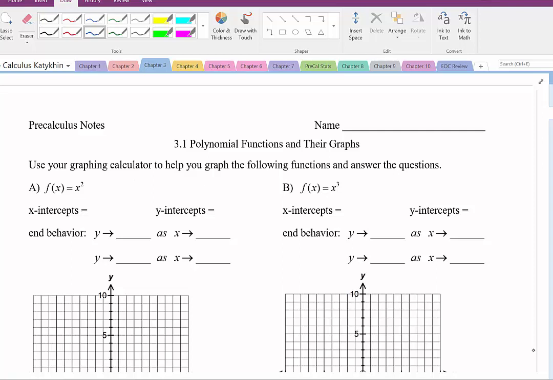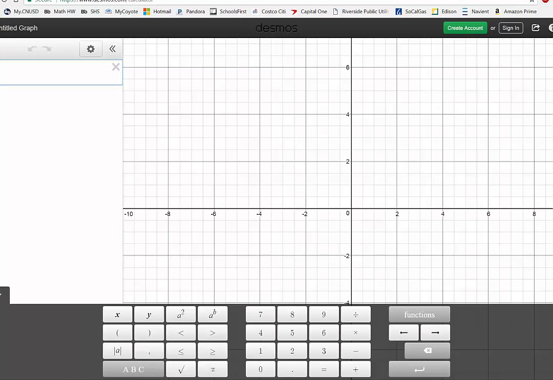Hi everyone, we're starting with 3.1 polynomials, functions, and their graphs. One of the things we're going to be looking at is how the graphs behave today. So if we look at our first example, it says use your graphing calculator to help you graph the following functions and answer the questions. So I'm not going to use a graphing calculator, I'm actually going to use a web page. So let's go ahead and do that.